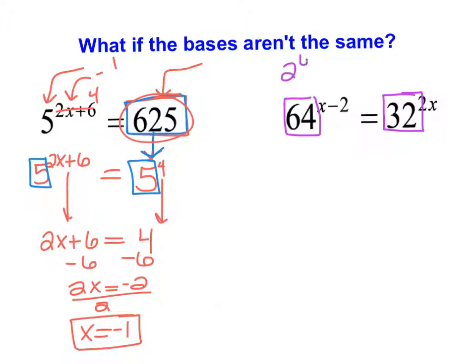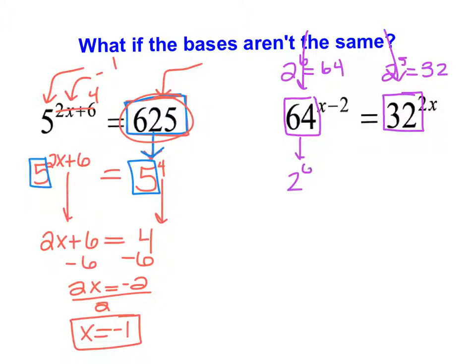I notice that 2 to the power of 6 equals 64. And I notice that 2 to the power of 5 is equal to 32. So while I can't rewrite them both to have bases of 64 or 32, I can rewrite both of them to have a base of 2. So sometimes, depending on the problem in front of you, you're going to have to rewrite both bases.